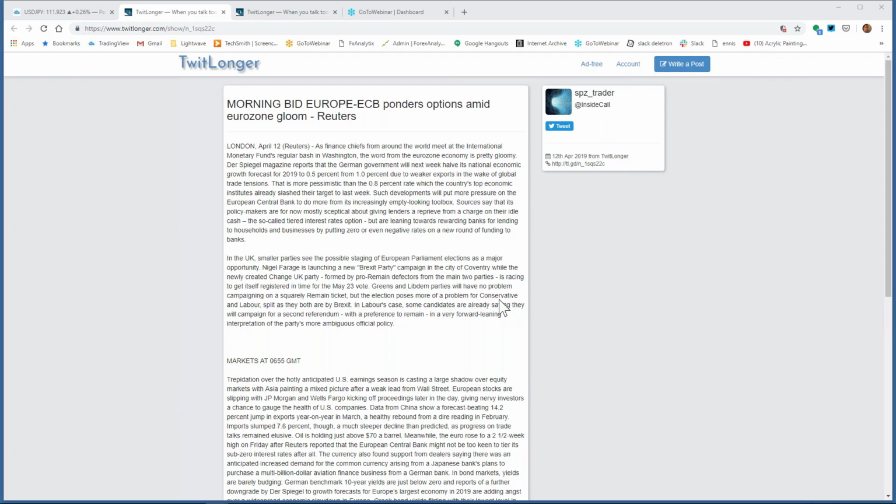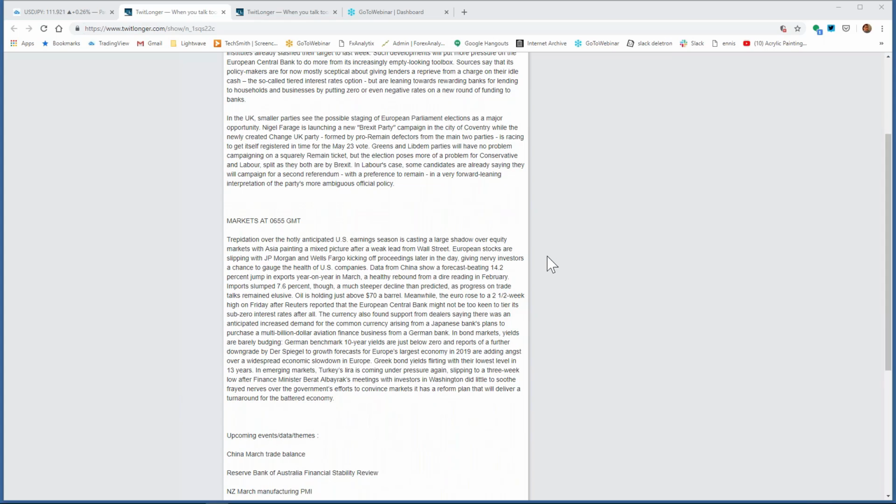In the UK, smaller parties see the possible signing of European Parliament elections as a major opportunity, and Nigel Farage is launching a new Brexit party, campaigning in the city of Coventry, while the newly created Change UK party, formed by pro-Remain defectors from the main two parties, is racing to get itself registered in time for the May 23rd vote. Greens and Lib Dem parties will have no problems campaigning on a squarely Remain ticket, but the election poses more of a problem for Conservative and Labour, split as they both are by Brexit in Labour's case. Some candidates are already saying they will be campaigning for a second referendum with a preference to remain, in a very forward-leaning interpretation of the party's more ambiguous official policy.